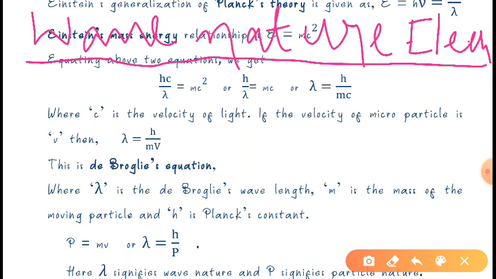So what was the experiment? These two scientists, Davisson and Germer, produced a beam of electrons. Suppose I try to draw it here. They produced a beam of electrons from here. Suppose the beam of electrons is coming from here.